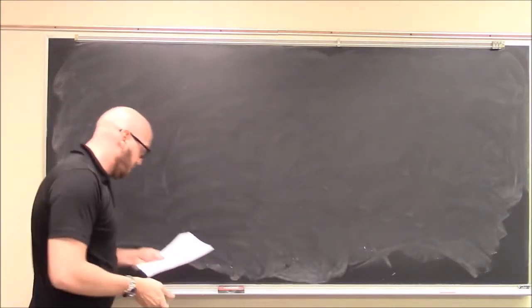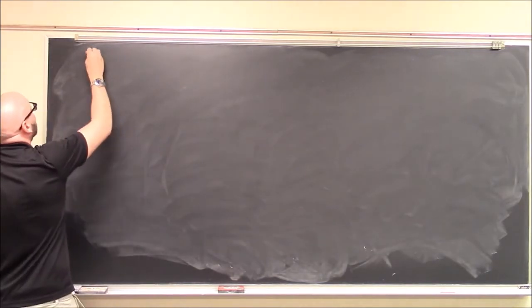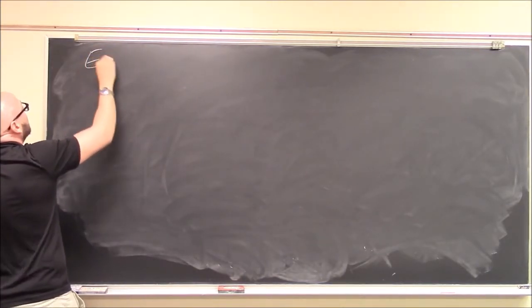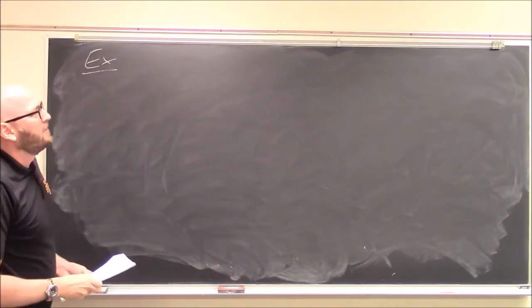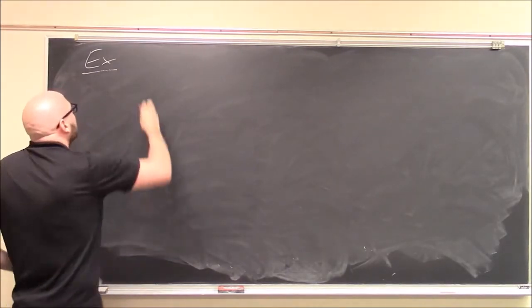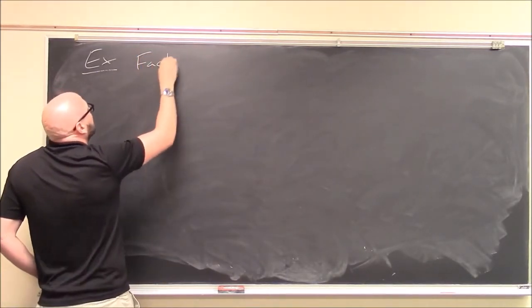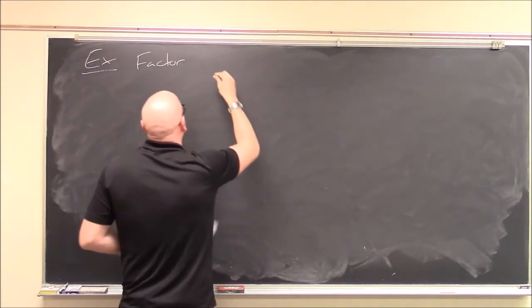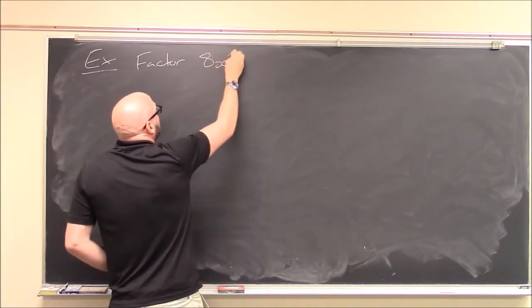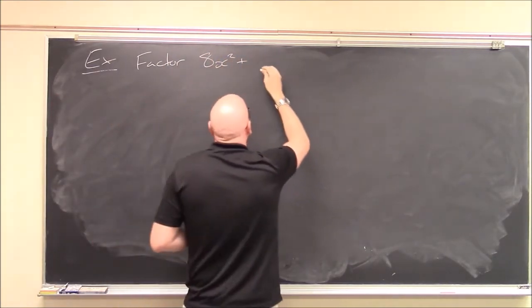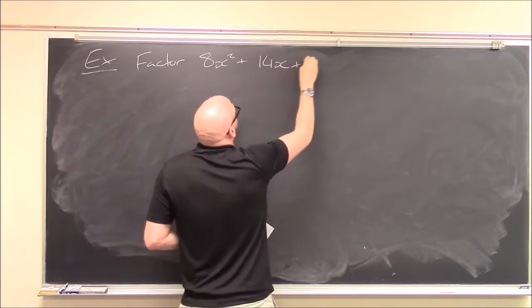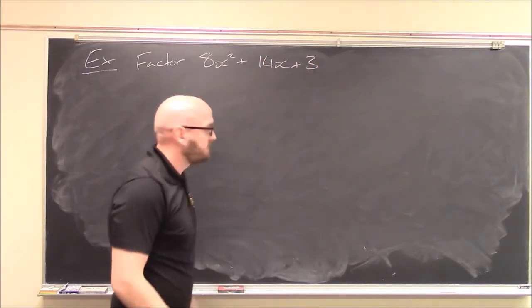Alright, we'll do one more example here. Last one of the section. We'll do sort of as hard as these get. We'll do an example of as difficult as these can be. Let's factor 8x squared plus 14x plus 3.